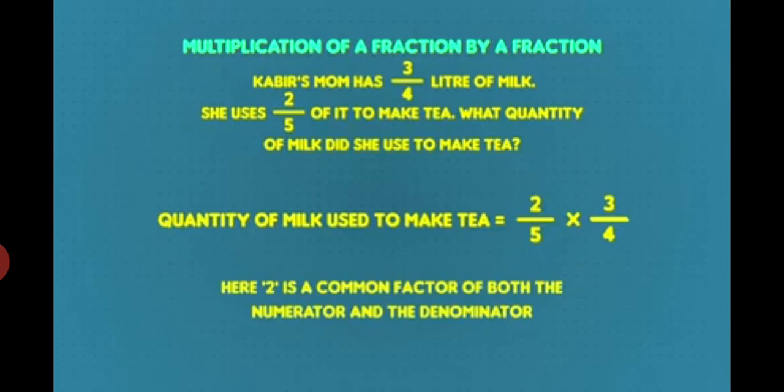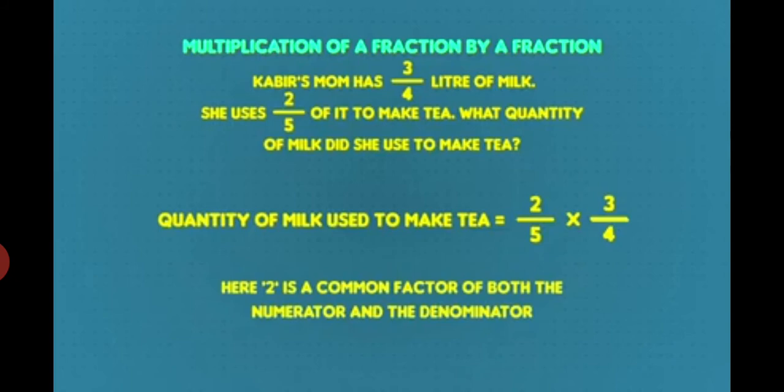So she has 3/4 liter of milk and she uses 2/5 of it. Of means multiplication, so we have to multiply. So the quantity of milk used to make tea is 2 by 5 into 3 by 4.